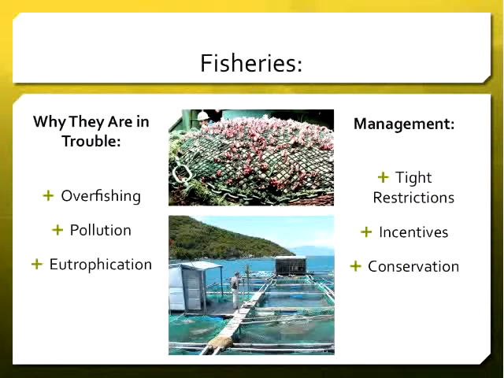Then we talk a little bit about fisheries, and why they're in trouble. Well, they're in trouble because of overfishing, pollution in the ocean, and eutrophication. The pollution is being attracted by the bacteria, which is then blocking the sunlight from getting to the fish and is killing them. Management has been taken. There have been tight restrictions on fishing. There have been incentives for not fishing and conservation methods, but none of which have been successful.